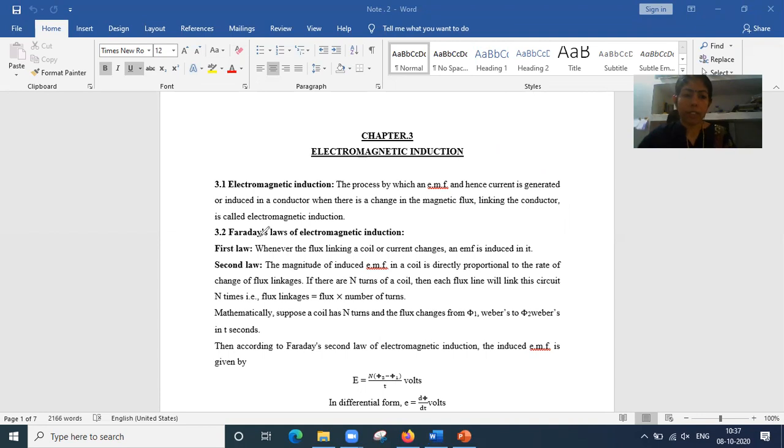Okay. Next, we have to study Faraday's law of electromagnetic induction. There are some laws in electromagnetism, and the first one is Faraday's law of electromagnetic induction. Some electrical machines work based on this law. The first law is: whenever the flux linking a coil or current changes, an EMF is induced in it.